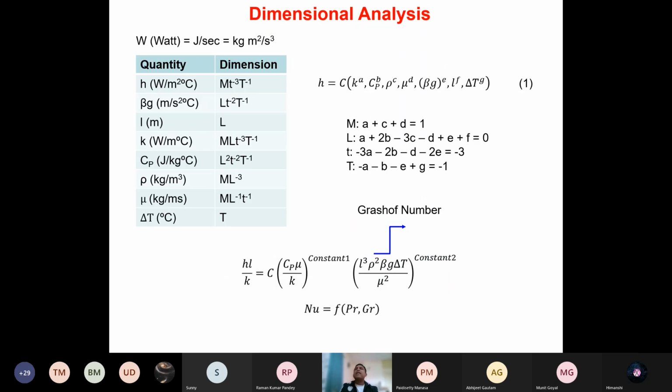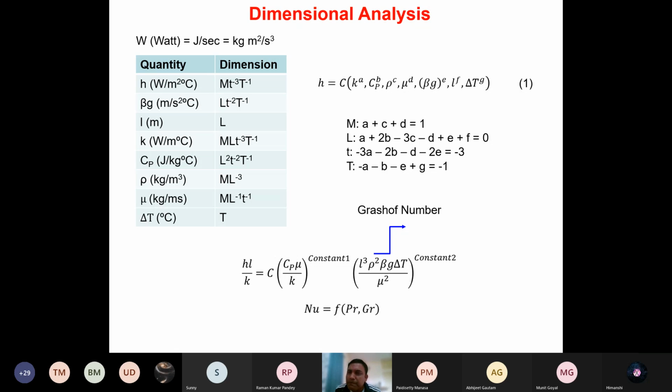So from this analysis, what information have we obtained? We have obtained the information that whenever we are looking at natural convection, the 3 dimensionless groups I need to look at are the Nusselt number, which is this first factor, then the second factor, which is the Prandtl number, and this last factor, which is the Grashof number. So these are the 3 numbers which are going to be correlated. That means all the heat transfer correlations need to have these 3 dimensionless numbers, isn't it?